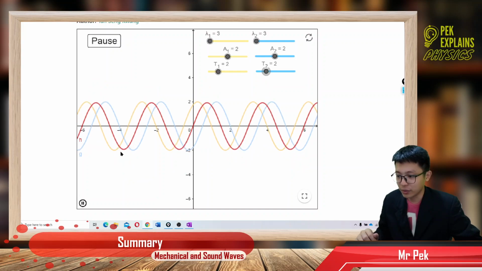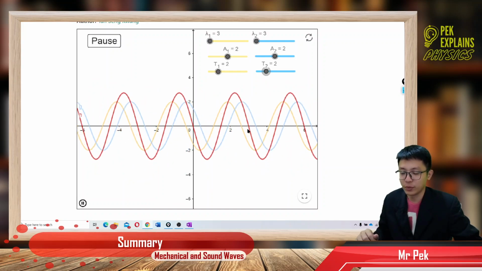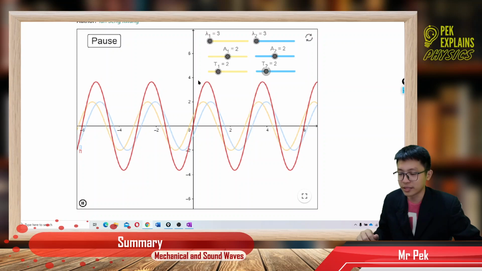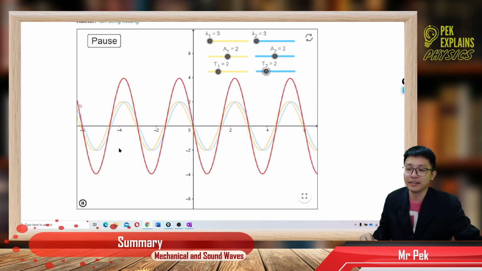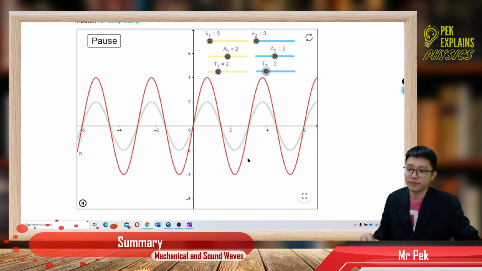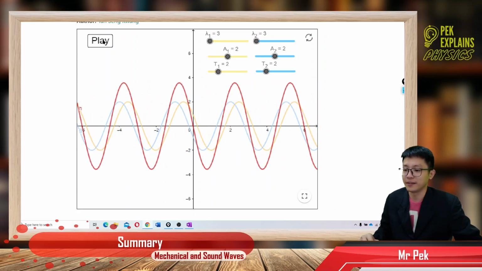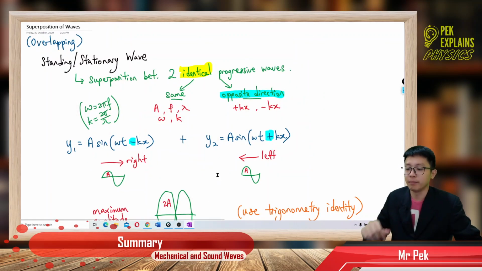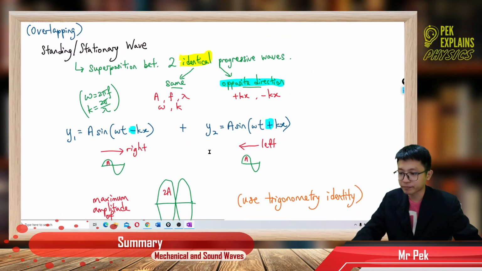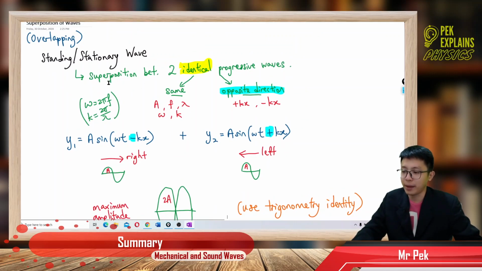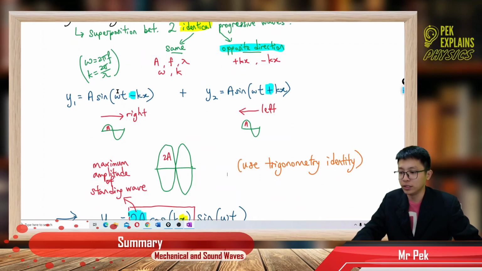Do you see the red wave is not moving? The red wave is always at the same position, not moving. This is called stationary wave. Okay, back to our subject. So stationary wave happens when there is superposition between two identical progressive waves traveling in the opposite direction. So these two waves add up, we got a stationary wave.